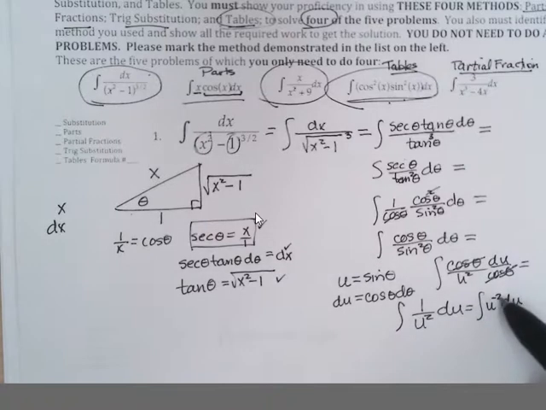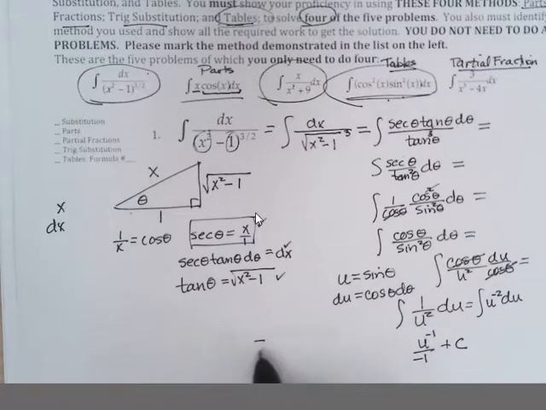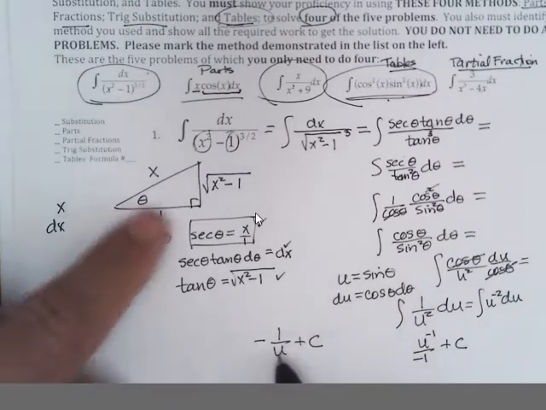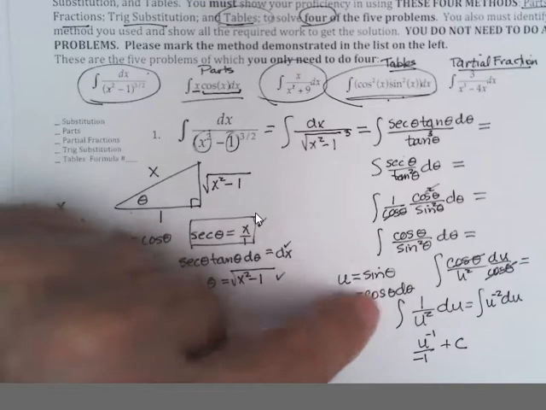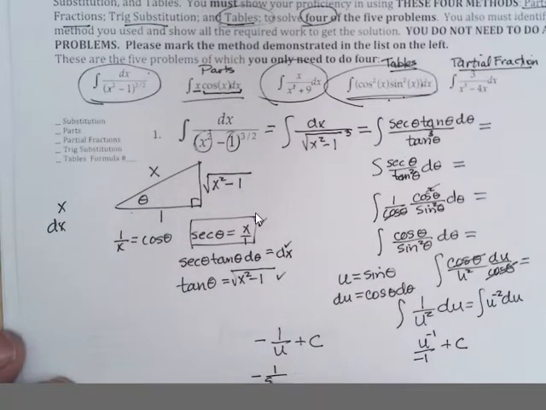And when you do antiderivative of a power, you add 1 to the power and divide by what you got. If I add 1 to minus 2, I get u to the minus 1 divided by minus 1 plus c. Well, divided by minus 1 is the same as minus, so I've got minus 1, and u to the minus 1 is 1 over u plus c. And u was the sine of theta, so I have minus 1 over the sine of theta plus c.